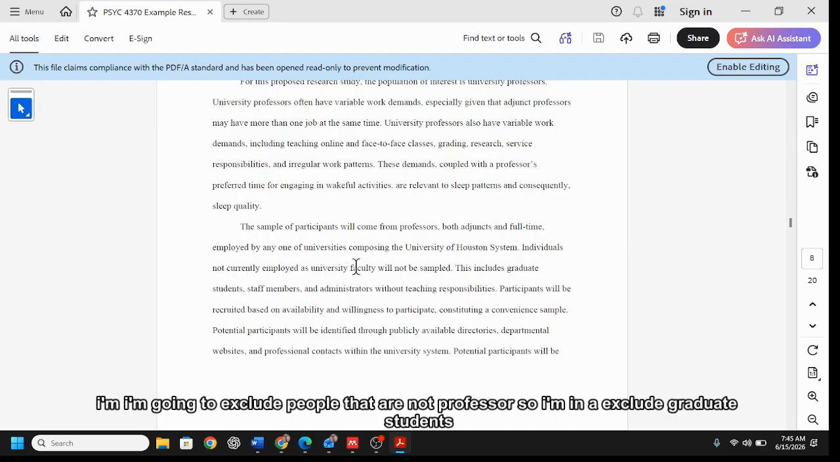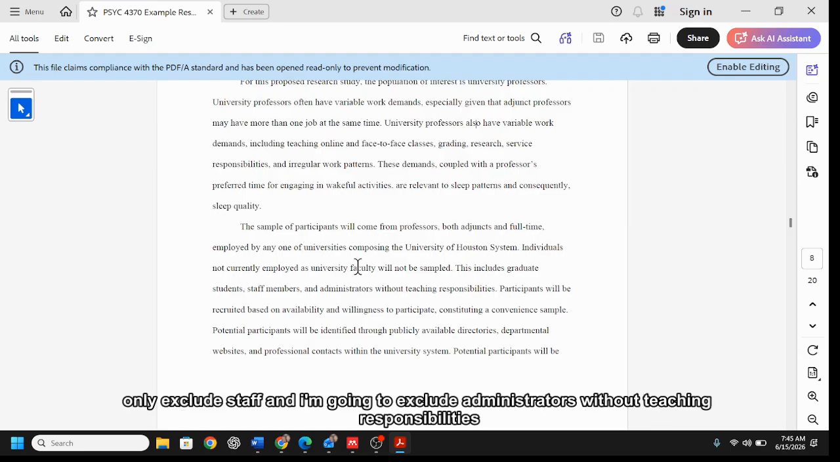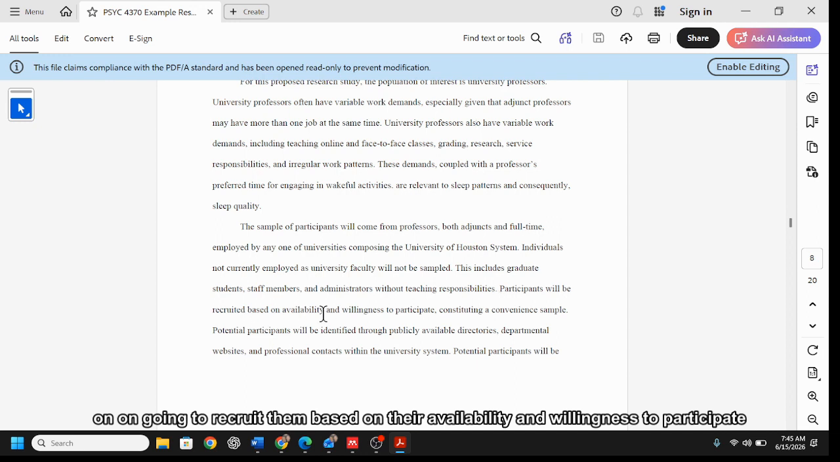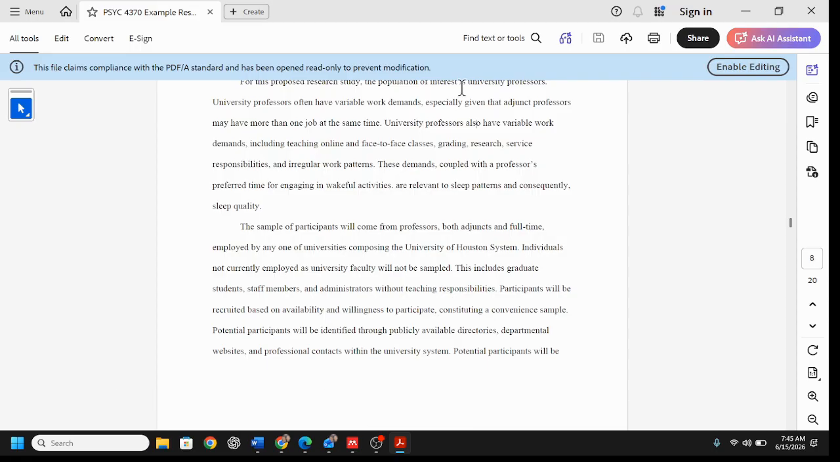I'm going to exclude people that are not professors. So I'm going to exclude graduate students, even though they may be giving classes. I'm still going to exclude them. I'm going to exclude staff, and I'm going to exclude administrators without teaching responsibilities. Then I talk about how I'm going to basically recruit them. I'm going to recruit them based on their availability and willingness to participate. Therefore, this is a sample of convenience, or I am using a convenience sample methodology.